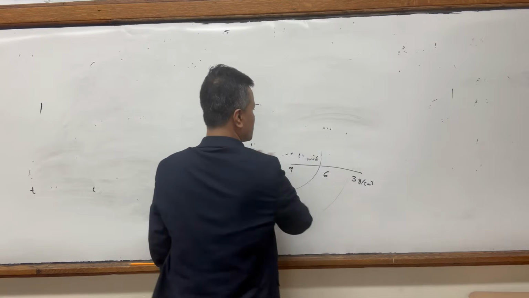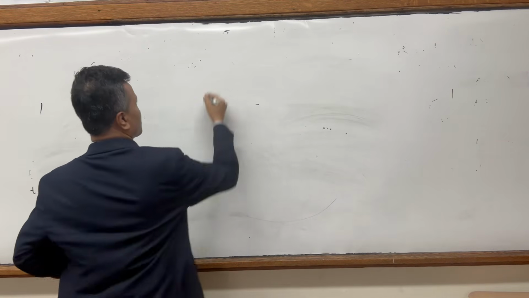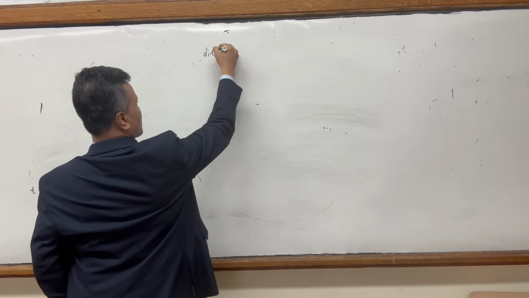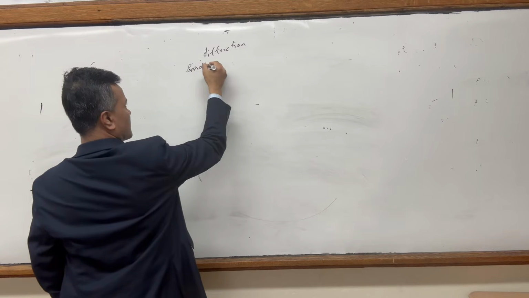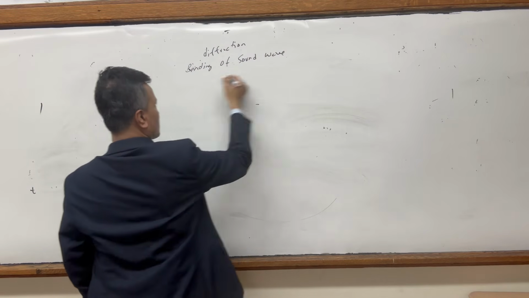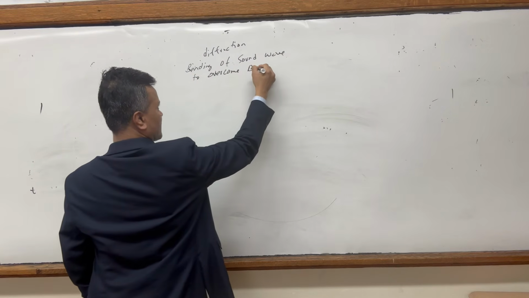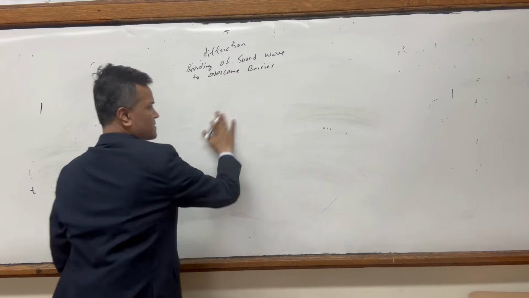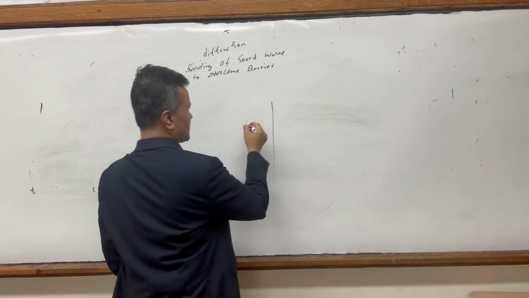So diffraction is the bending of sound waves to overcome barriers. What is diffraction? Bending of sound wave to overcome a barrier. All right. Now let's see a few examples.